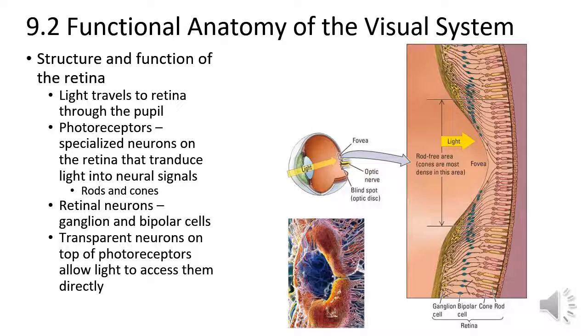The retinal neurons are ganglion and bipolar cells. We're going to talk more about ganglion cells in this chapter. And then the ganglion and bipolar cells are kind of transparent. They allow light to come through so that photoreceptors directly pick up the light, and then photoreceptors kind of send some signals to the bipolar and ganglion cells.